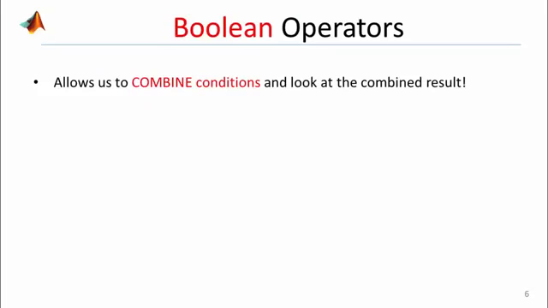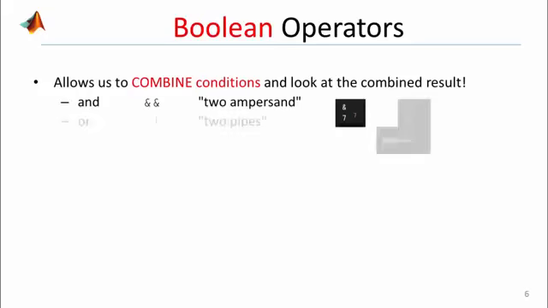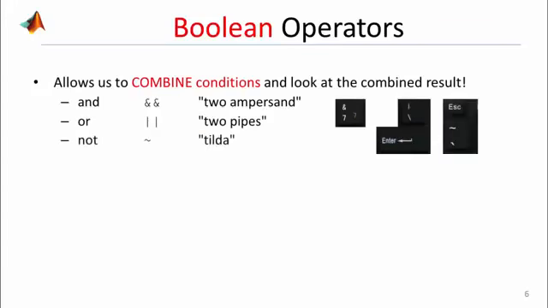Now that we've seen a review of relational operators, let's move on to the last, Boolean operators. They allow us to combine conditions and look at the combined result. So we have multiple conditions, multiple relational operators, but now we want to combine them. We've got 3 symbols possible. 2 ampersands above the 7 key, 2 pipes above the enter key, and the tilde under the escape key.